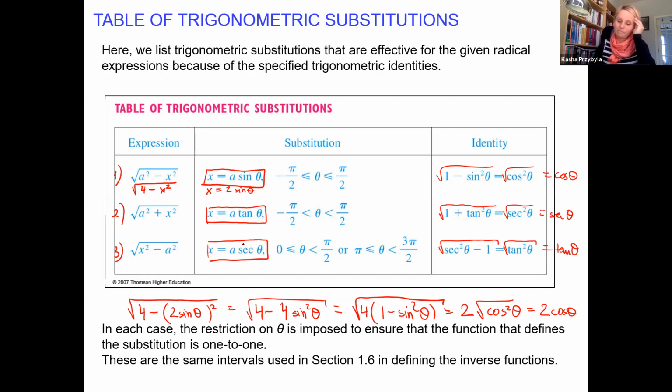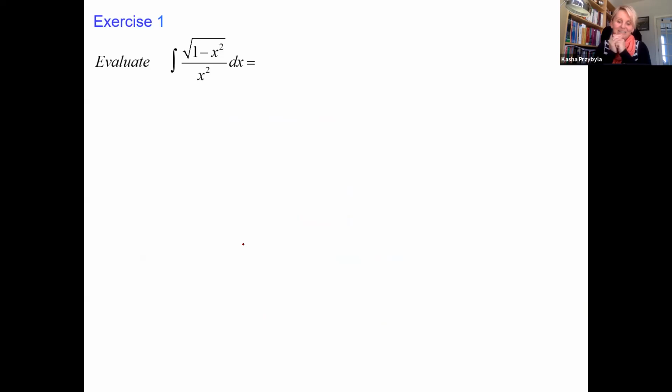Let's integrate one of each, and then you will practice. Evaluate the integral of the square root of 1 minus x squared over x squared dx.